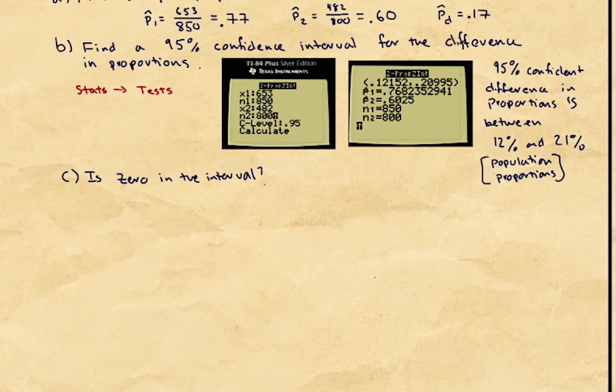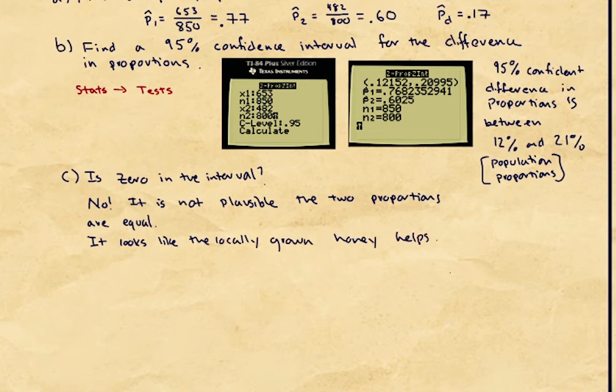Really what we want to know is, is 0 in this interval? Because if 0 is in the interval, then it's plausible that the difference between these two proportions is 0. And what does that mean? If the difference between two proportions is 0, that means that it's plausible that these two proportions are the same. So is 0 in this interval? No, 0 is not in this interval.